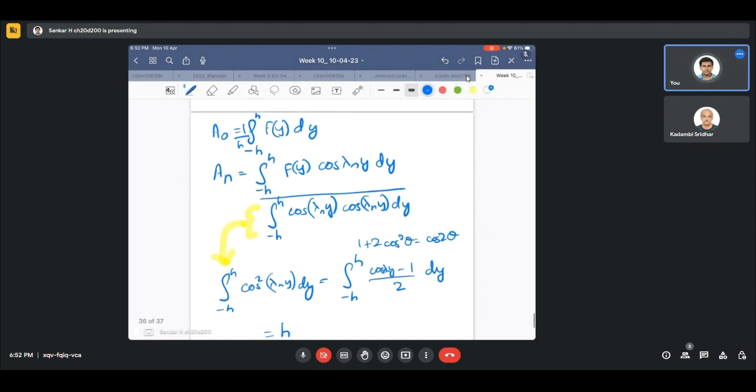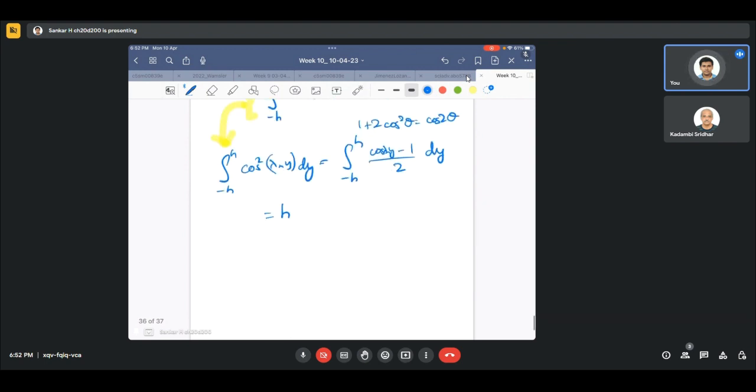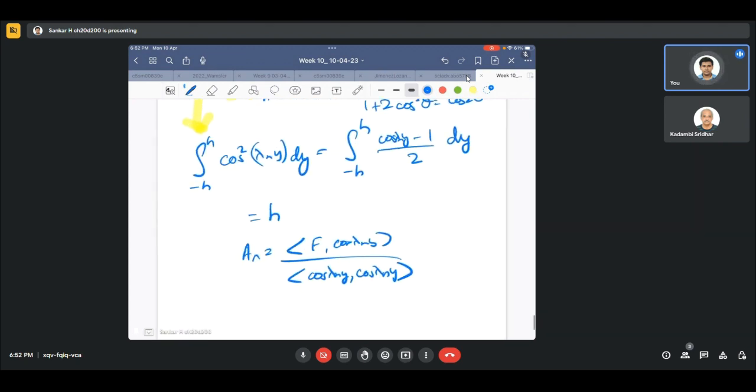Mathematically speaking, this a n is basically an inner product of f times cos lambda n y, divided by the inner product of cos lambda n y with cos lambda n y. And in a function sense, this inner product refers to the integral of the product between them.